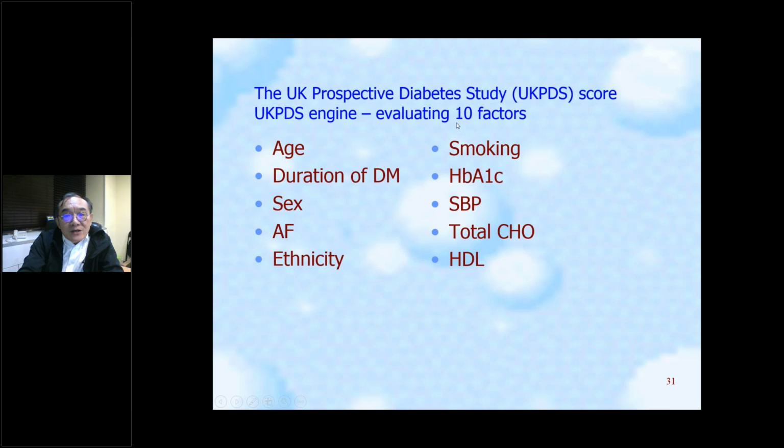This system evaluates 10 factors. You can see there are 5 patient factors, which are not influenced by clinical treatment, one of which is atrial fibrillation, and 5 factors we can manipulate: smoking, A1C, systolic blood pressure, total cholesterol, and high-density lipoprotein. So using this UKPDS scoring system, we can predict the 10-year risk of cardiovascular disease as well as stroke incidence.